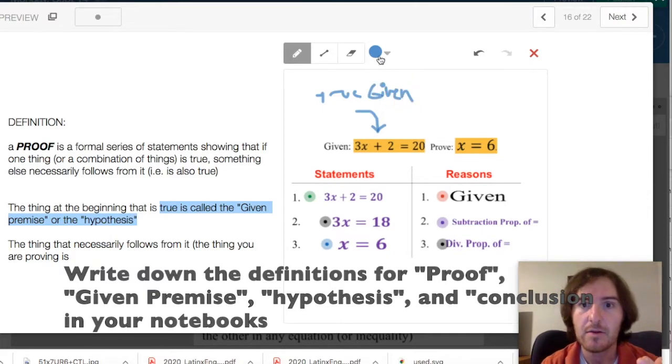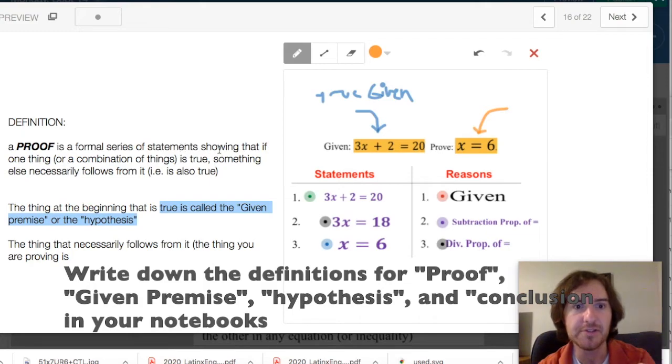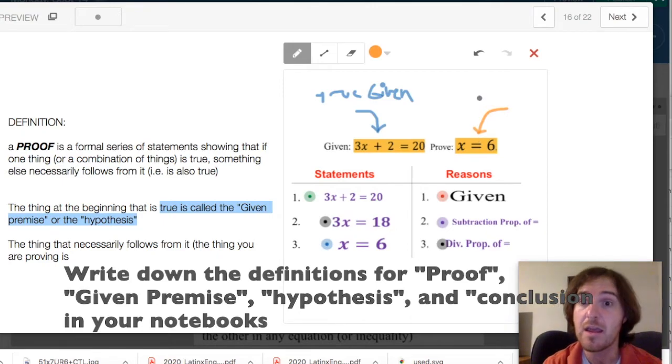And then after that is the second part, what we have to do next. We have to write a series of formal statements showing that if I have a true given here, then I'm going to get another fact proven at the end. Then something else necessarily follows from it. That second thing is called the conclusion.